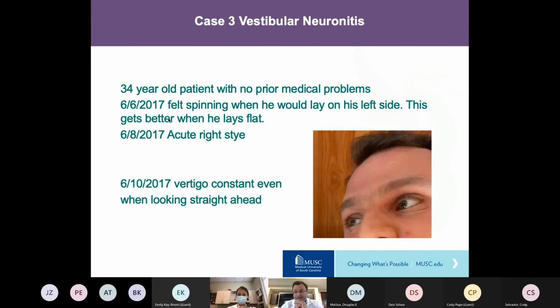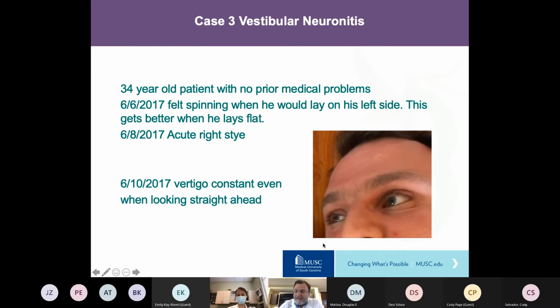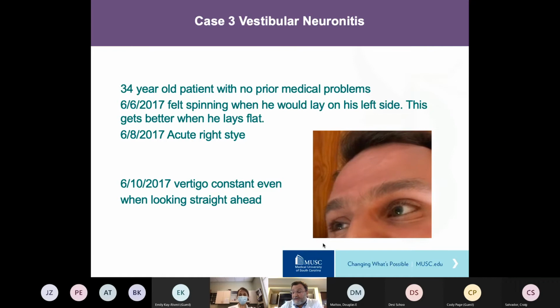Initially, quite honestly, I thought I had BPPV. Every time I lay to my left side, I'm dizzy. I lay flat, I'm fine. By the next day, I had an acute right sty. And then 3 days later, the vertigo became constant. So it was progressively getting worse until day 3 of the symptoms. Vertigo is constant even when looking straight ahead. And I had continuous left beating nystagmus in all directions of gaze. So I was looking to my right side and my nystagmus was beating to the left side.